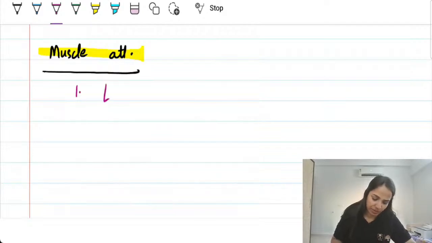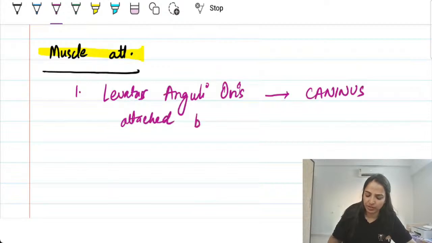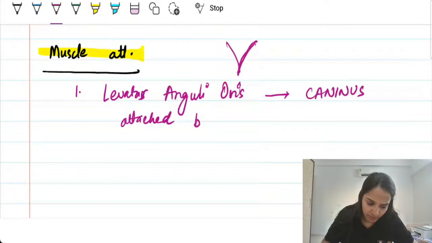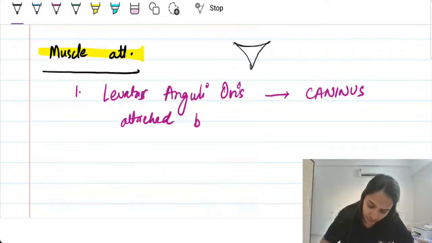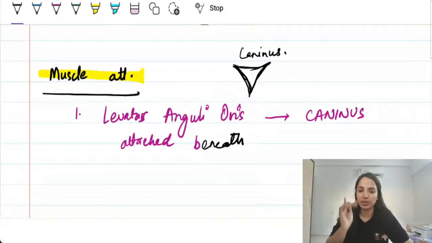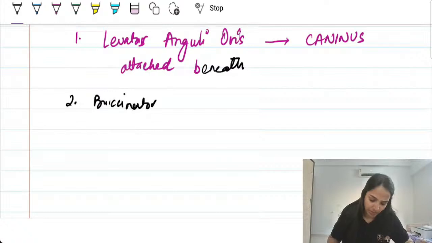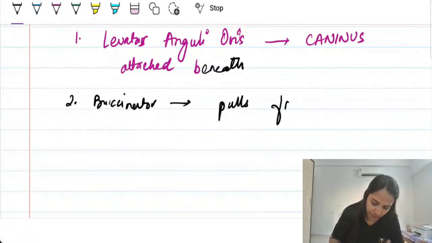So first and foremost, levator anguli oris, or I should say caninus. It is attached beneath the frenum. So if you have a frenum like this, then it would be here underneath it, right? So it is attached beneath the frenum and it will affect the vertical movement of your frenum. Second is buccinator. Buccinator pulls the frenum backwards.